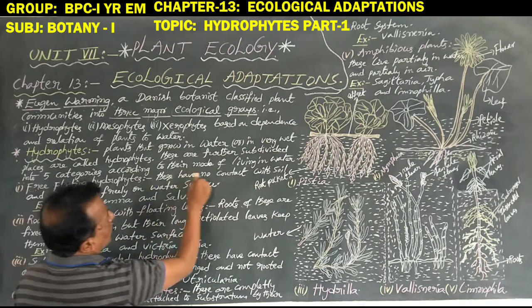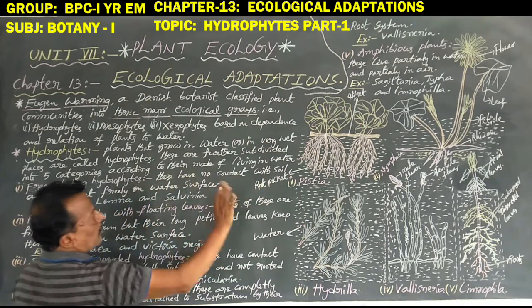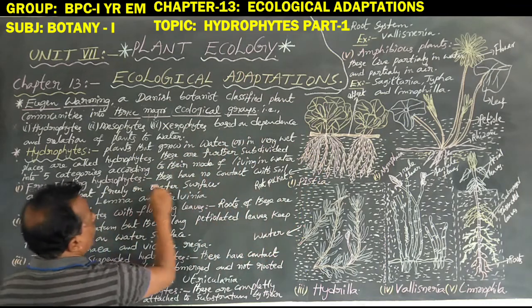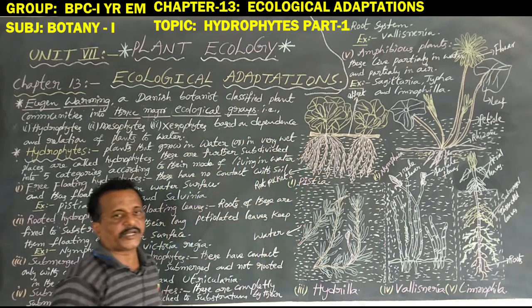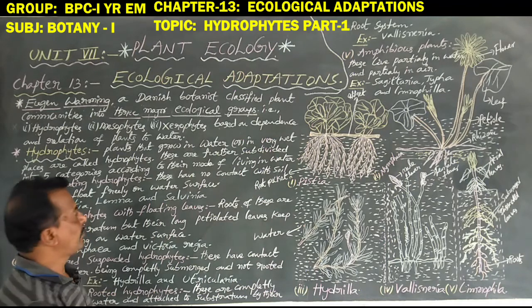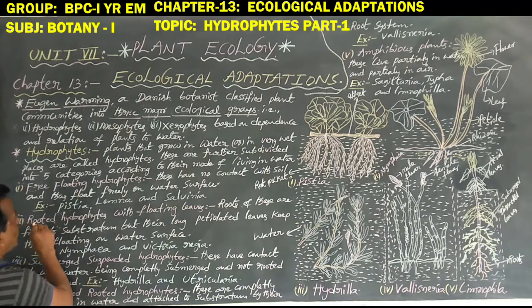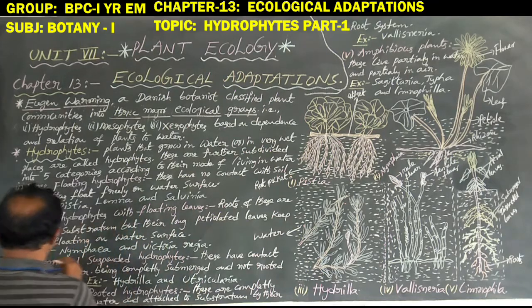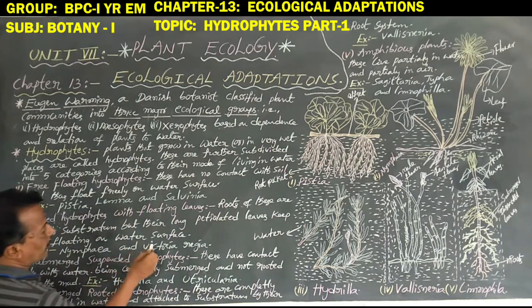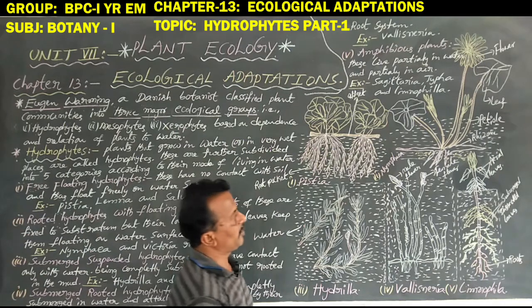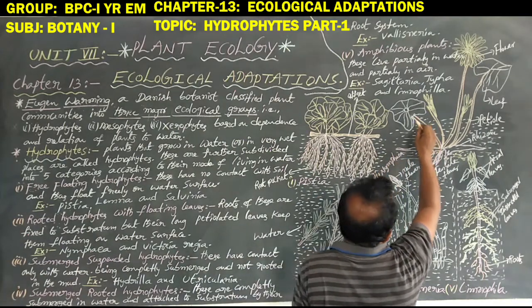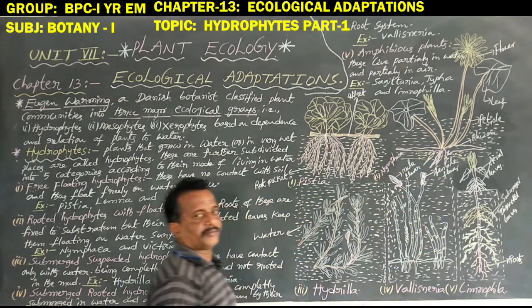So here these have no contact with soil, freely floating on the water surface. Next, coming to the second one, rooted hydrophytes with floating leaves. Examples are Nymphaea and Victoria regia. The best example is Nymphaea. This is a Nymphaea diagram.